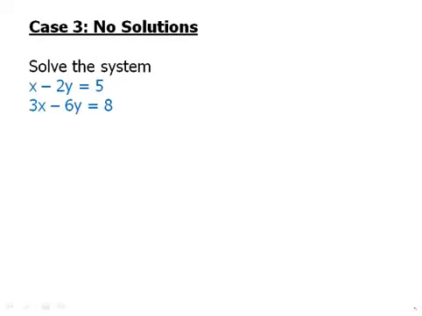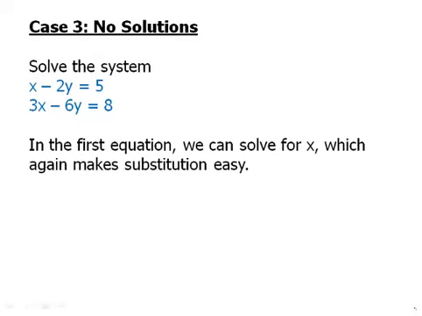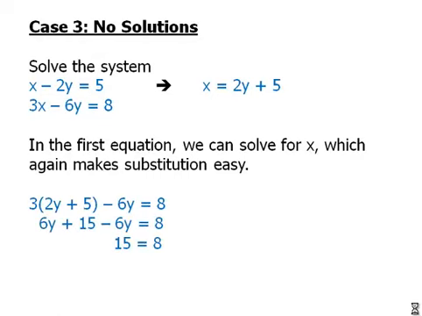Now let's talk about the no solutions case. Pause the video and try to solve this system. Okay, much the same as last time. We have an x by itself, so that's a very obvious candidate for substitution. x equals 2y plus 5. Very good. Now plug that into the second equation, distribute, cancel, and what's going on here? Again, all the variables have dropped out, but now we have something that is patently false. It is never true that 15 equals 8. We've run into a contradiction.